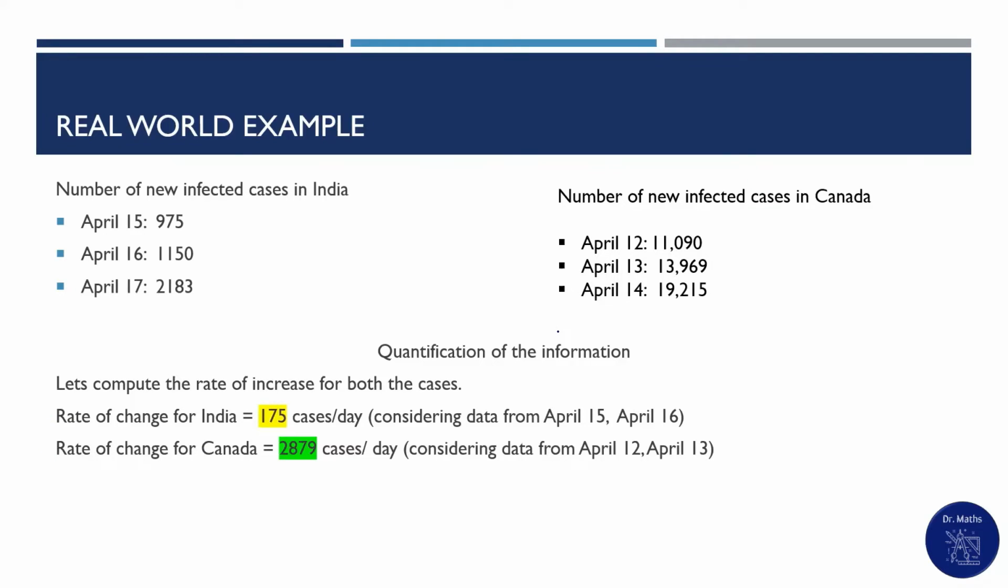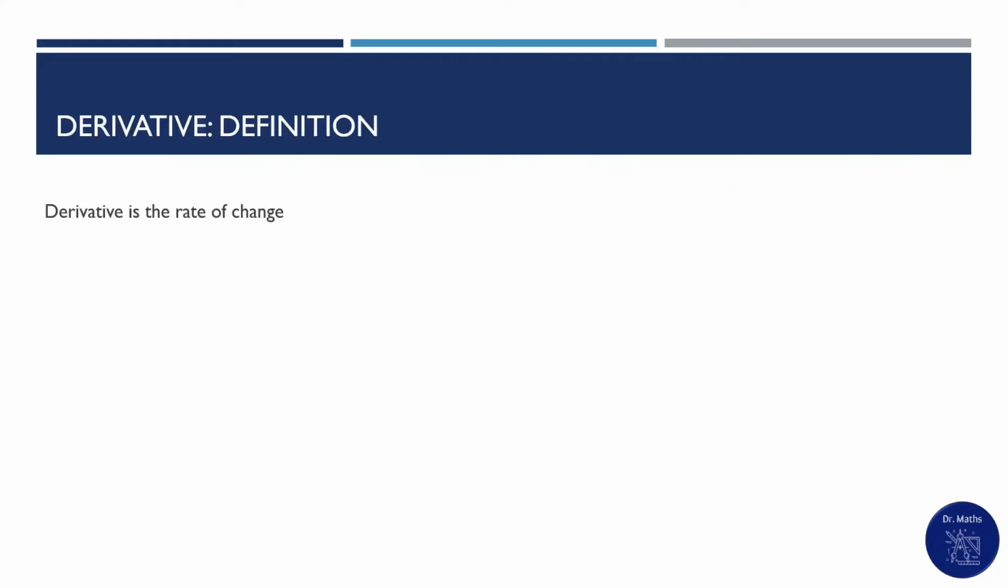So these numbers are more important than those numbers, because earlier we just had the information that both trends are increasing, but by computing the rate of change we have a better understanding that the rate of change is higher for Canada than India, as per this data. I'm not making a general statement. It's just about the data given to me. According to that, the rate of change is higher for Canada.